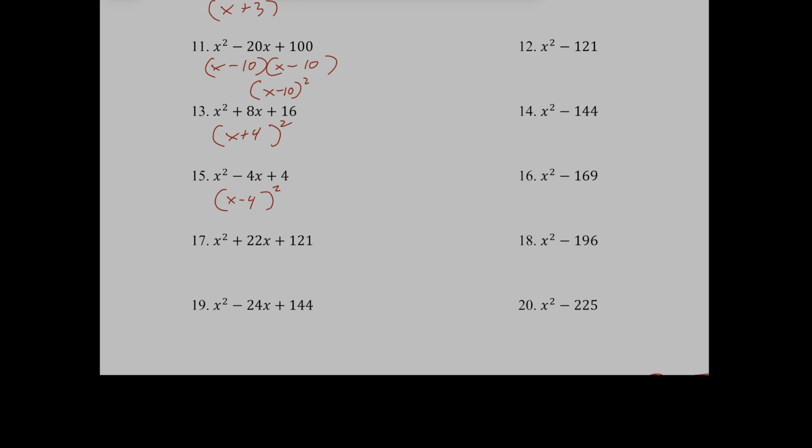Now, this is also really good to know when we do something called completing the square later on. We're going to go back to this. So remember, when you take the square root and the square root times 2 is the middle, that's the pattern. We're going to go backwards to try to find these later on, okay? This one is going to be x plus 11 quantity squared. This one's going to be x minus 12 quantity squared, okay?